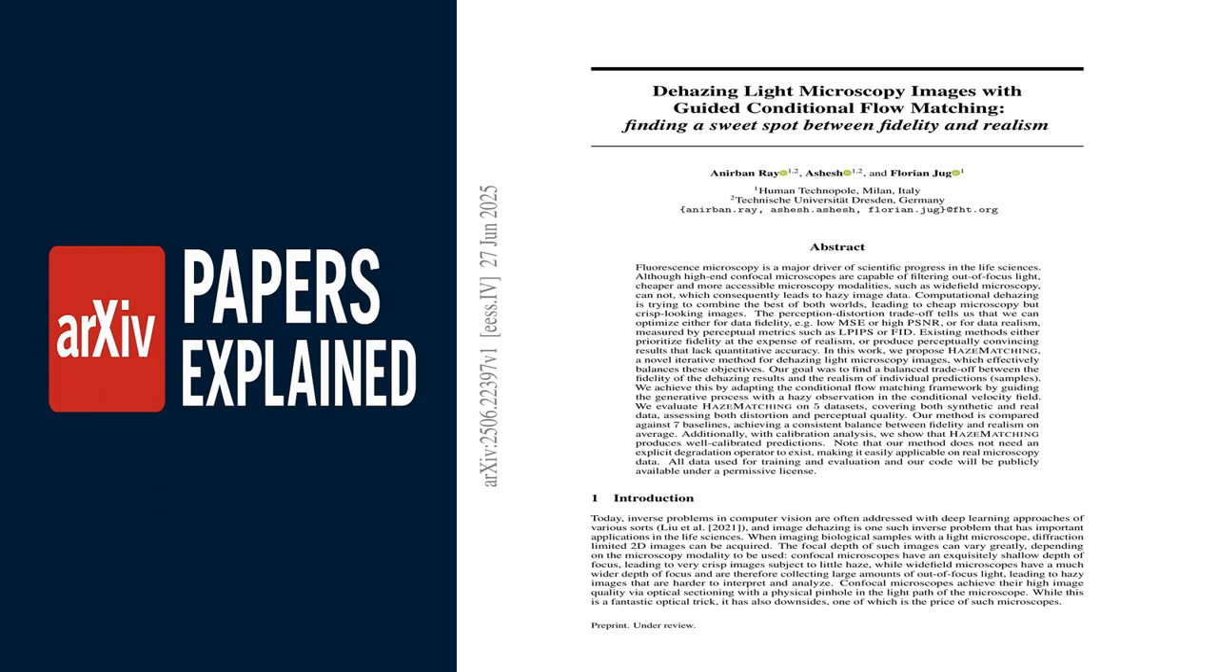A huge advantage of this method is that it doesn't need to be told exactly how the image became hazy in the first place. This makes it incredibly practical for real labs, where the causes of image degradation are complex and unknown. Furthermore, the model was shown to be well calibrated, meaning it has a good sense of its own uncertainty, making it a more trustworthy tool for scientific analysis. By creating a tool that offers both realism and fidelity, this research isn't just an incremental improvement, it's a step toward democratizing high-end scientific imaging.